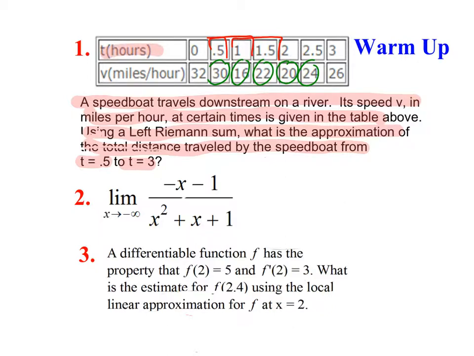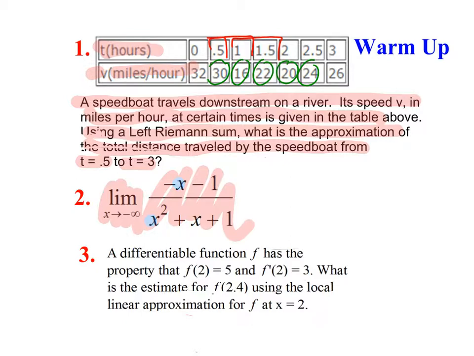We know that the area for a velocity versus time graph is actually distance. So by doing the Riemann sum, you will actually get the distance. They want the left Riemann sum, so we're going to do that as well. Then we're going to do a limit of this bad boy right here, which is very simple. We're just going to focus on this and this thing.